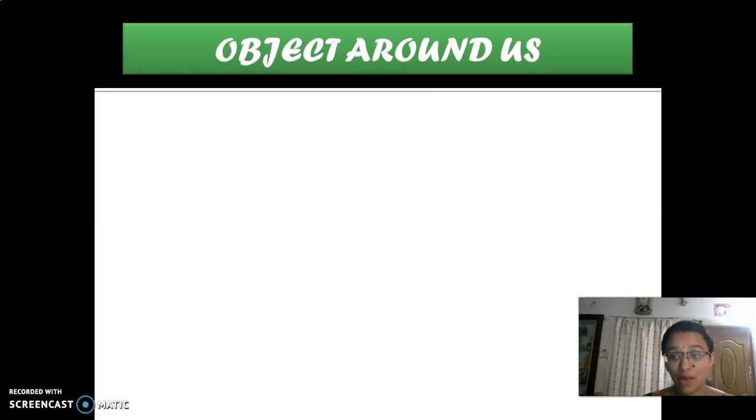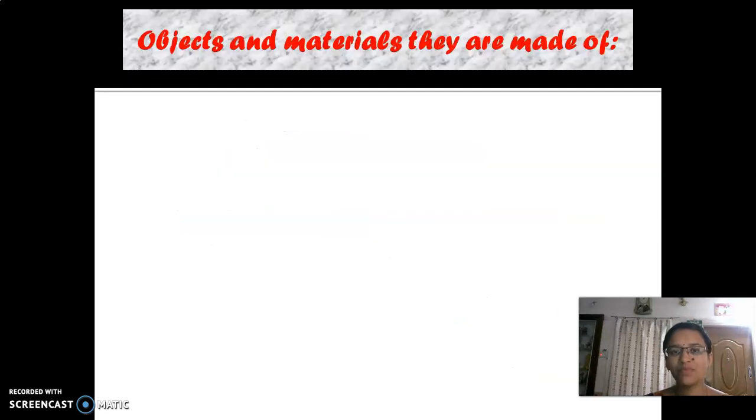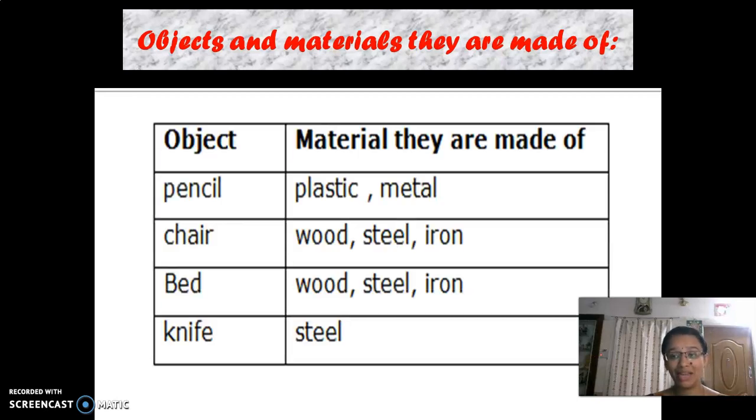Now we have completed up to properties of solids, liquids and gases. These are the different objects around us, and these are some examples of it. Now, objects and materials: different objects are made up of different materials.